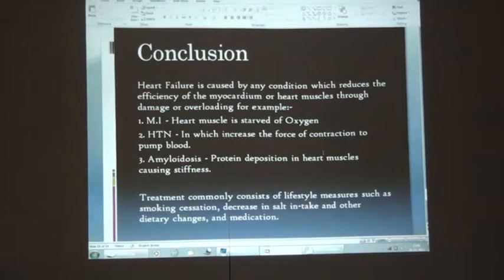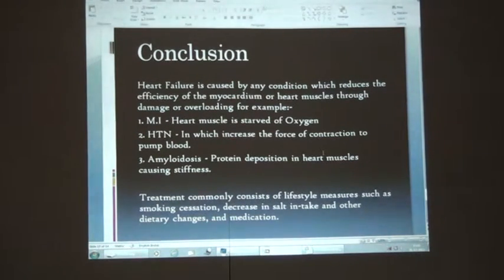And hypertension. In case of hypertension, what happens is the force of contractions to pump blood increases, so hypertrophy will happen in this type of condition. That is also one of the causes of heart failure. The third one is amyloidosis, that means protein deposition in heart muscles. It will cause stiffness of the heart muscles, so it will disturb the contraction and relaxation of the heart muscles. So those conditions will cause heart failure.